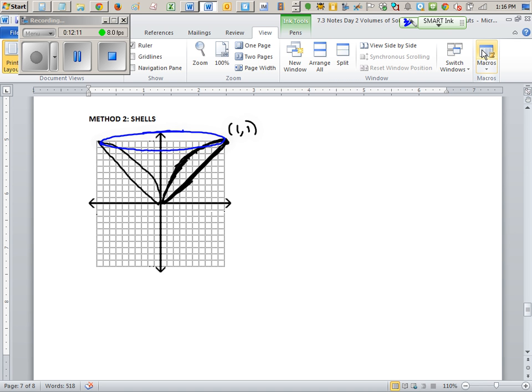So there's your solid. Okay, now we're going to take a completely different approach. This time we're going to try to use cylindrical shells to model the same thing. For example, one shell might be right here.